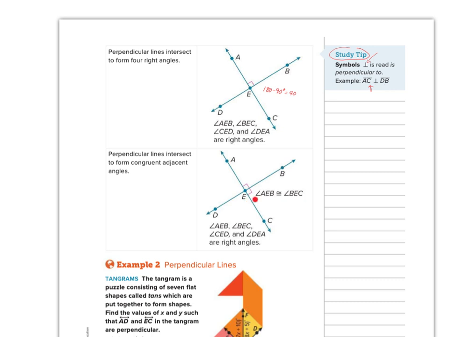This would be 90, so these two adjacent angles would be 90. These two adjacent angles would be 90. These two adjacent angles would be 90. So all of that works out using our definitions.